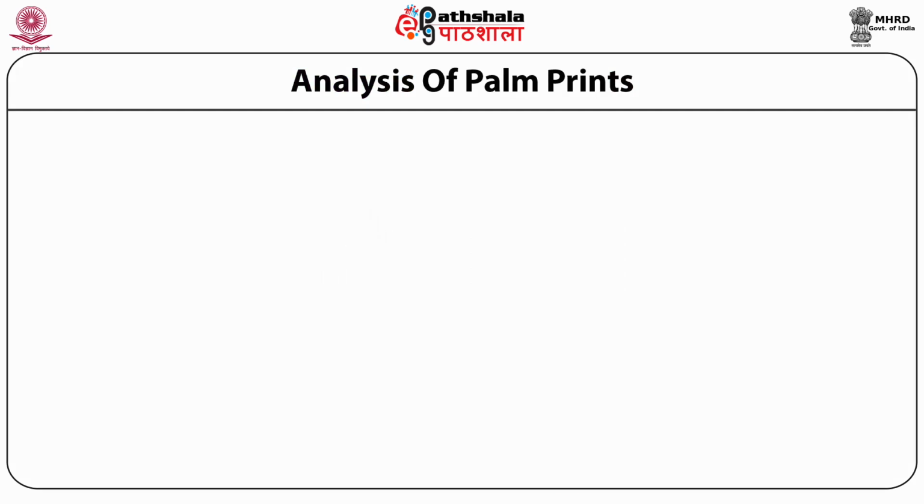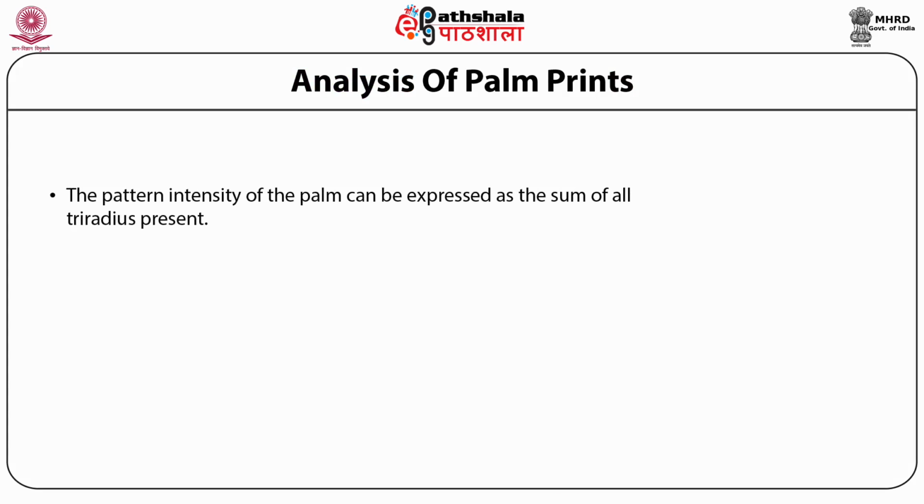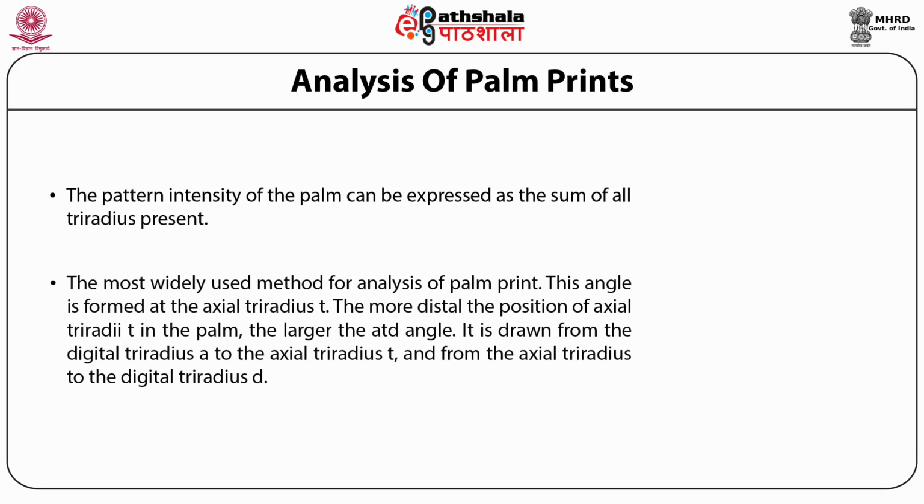Pattern intensity expression. The pattern intensity of the palm can be expressed as the sum of all tri-radii present, the ATD angle. The most widely used method for analysis of palm print is the ATD angle. This angle is formed at the axial tri-radius, that is small t. The more distal the position of the axial tri-radius in the palm, the larger the ATD angle.